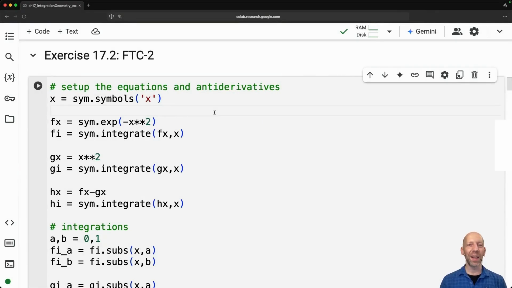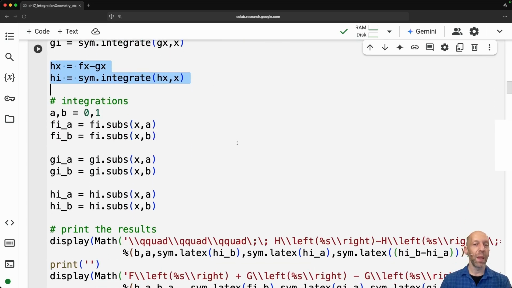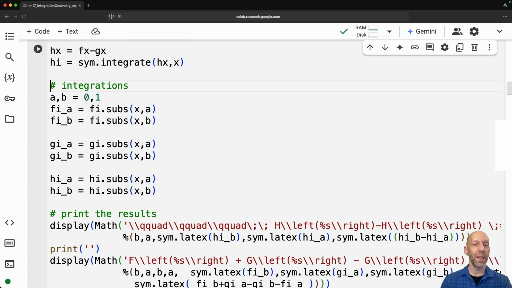Well, it's going to take me a lot less time to show you the code than it did to explain the exercise instructions, because the exercise is a lot more conceptual than it is requiring a lot of detailed code analysis. Okay, so here I specify f of x and its antiderivative, g of x and its antiderivative, and h of x and its antiderivative. Okay, and then here is where I'm setting up for the integration. It's actually not integrating per se because I've already done that here.